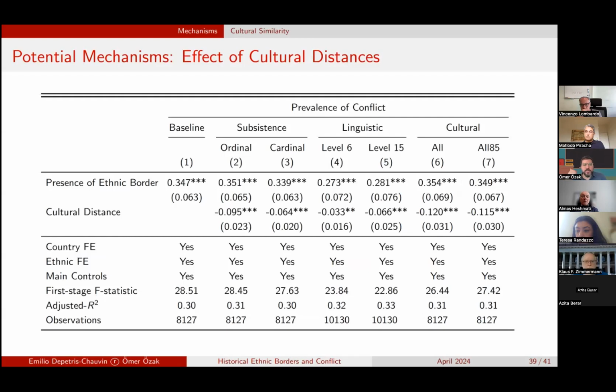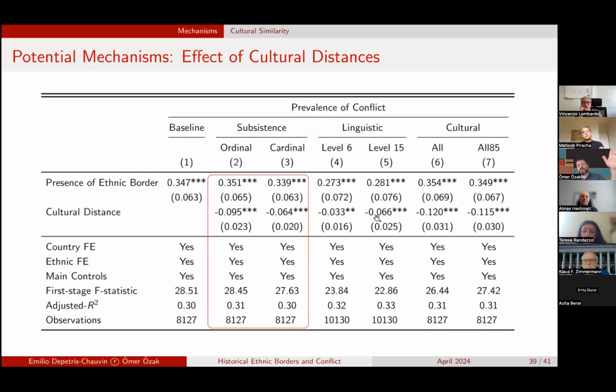Then, going back to one of the questions before, we look at how much the fact that the two ethnic groups that meet at the border are different affects the effect of the border. Our story was that if you are more similar, you should have more conflict because you're competing for the same resources. The less similar you are, the less conflict you should have. And that's basically what we find here, looking at, for example, whether your subsistence strategy differs across the border. We find that the more dissimilar the two ethnic groups are, the less conflict you see.